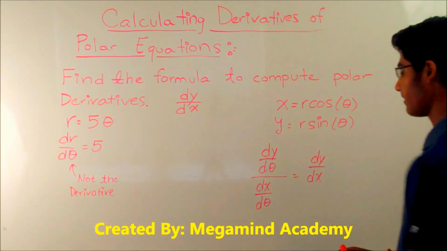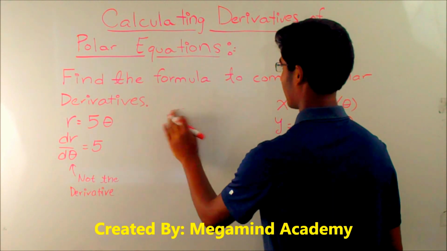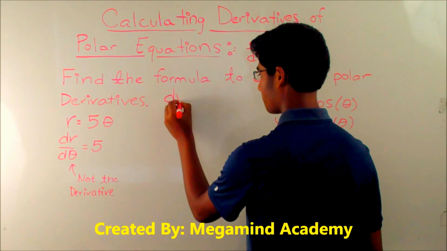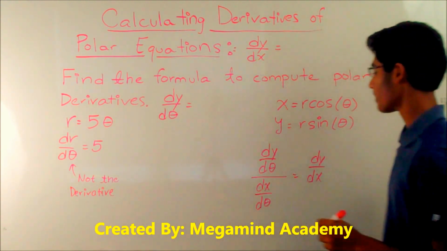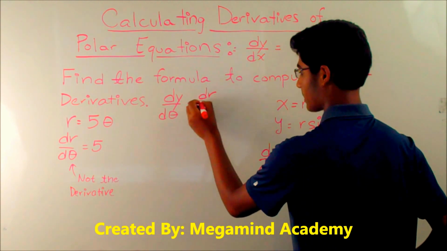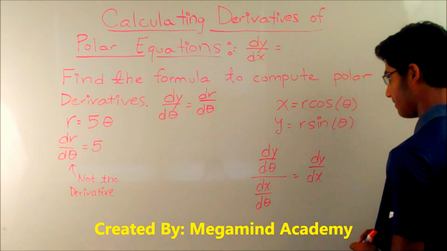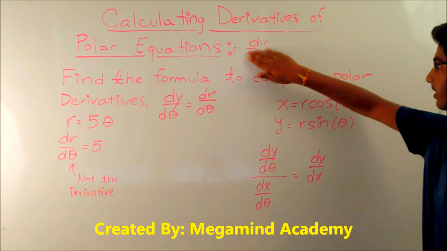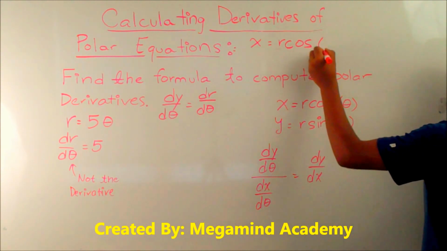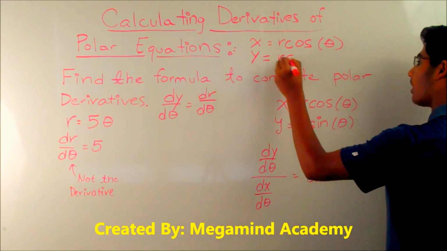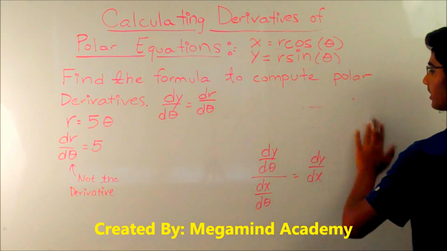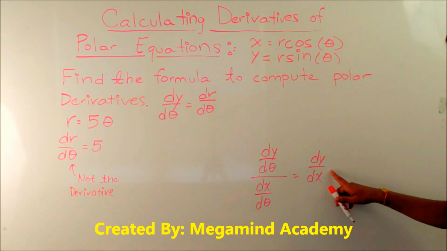Let's first do dy d theta, and we want to find dy dx. So dy d theta is equal to, we have r times sine of theta, so we just use the product rule here. The derivative of r is just dr d theta, because we're taking it in terms of theta. To get more space, we'll move this up here. So we know x is equal to r cosine theta, and y is equal to r sine theta. And now let's erase this part.